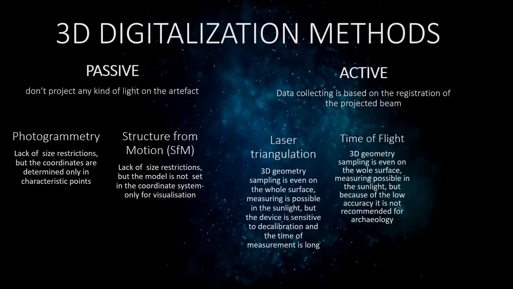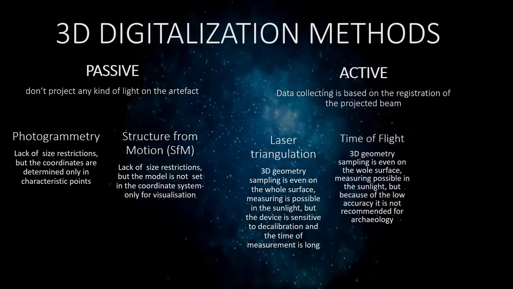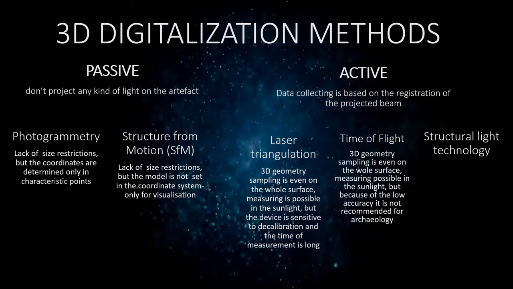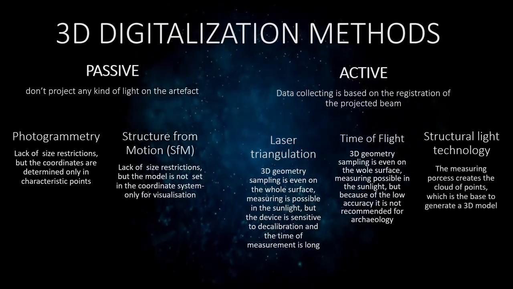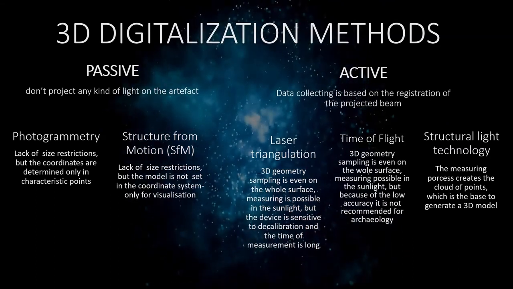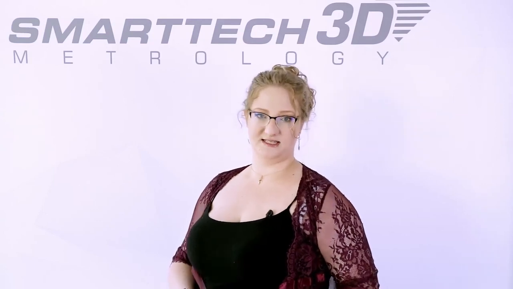The youngest and the most advanced active method, which can be used to archive archaeological collections, is scanning with structural light technology. As a result of the measuring process, the cloud of points is created, which is the base to generate a 3D model. It enables even 3D geometry sampling and places every measured point in the coordinate system.